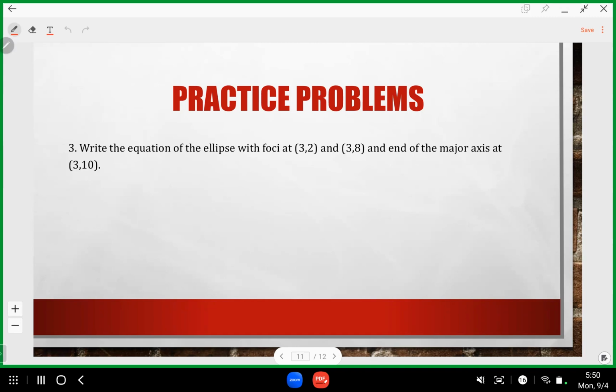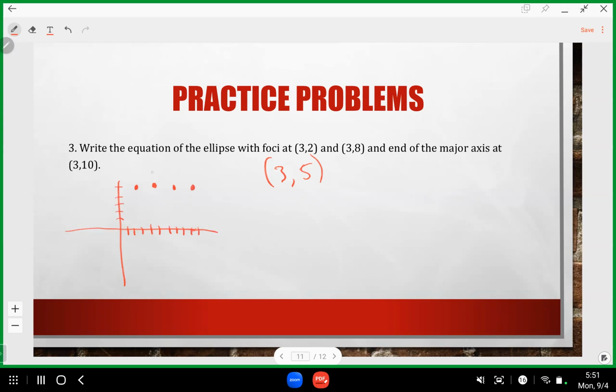Okay, let's go over this one. Write the ellipse with foci at (3, 2) and (3, 8), and end of the major axis at (3, 10). Obviously, if the foci are like this, then you're going to have the center at (3, 5). So we have a center right here at (3, 5). You have (3, 2) here and (3, 8), so this is the center, and we have the end at (3, 10).